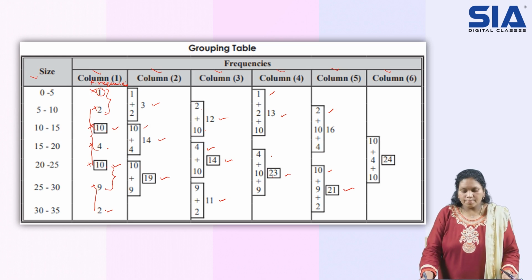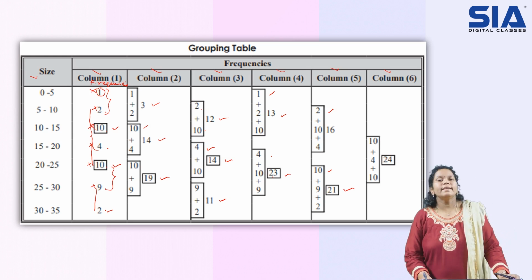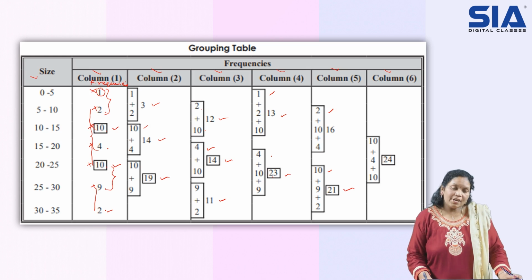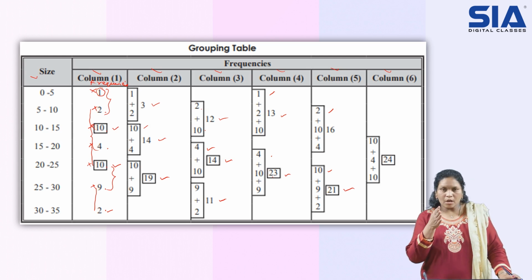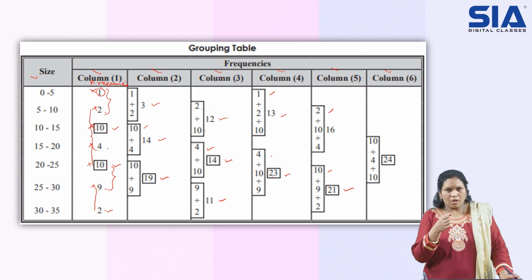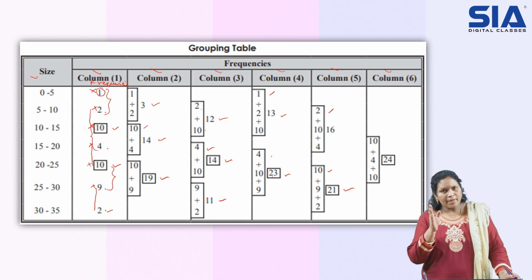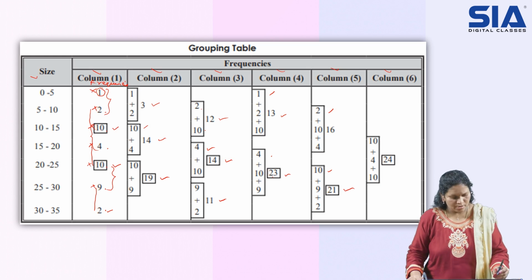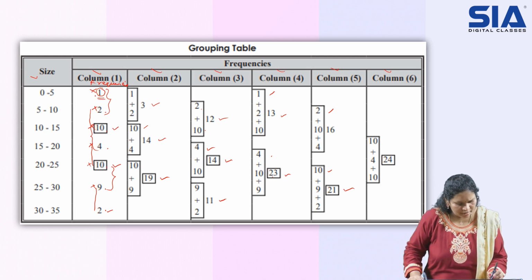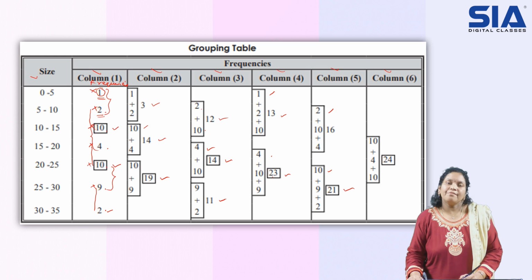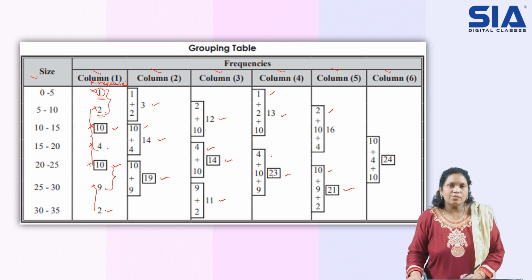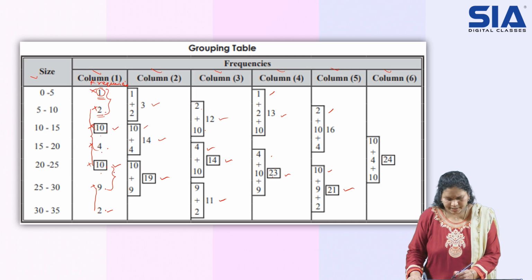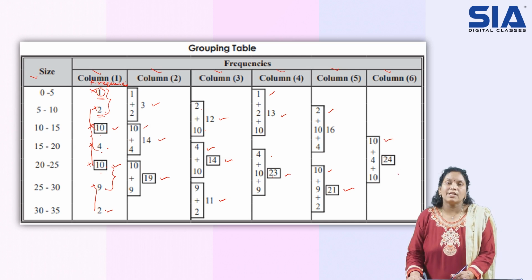Next let us go for column 6. The column 6 rule is again adding 3 values but leaving the first 2. In the fourth column we started with the first 3. In the fifth column we leave the first 1, then take the next 3. Now in the sixth column, adding 3 again but leaving the first 2 values. So we leave 1 as well as 2. Next 3 values you have to add up, that is 10 plus 4 plus 10. So 10 plus 4 plus 10 I have got as 24.